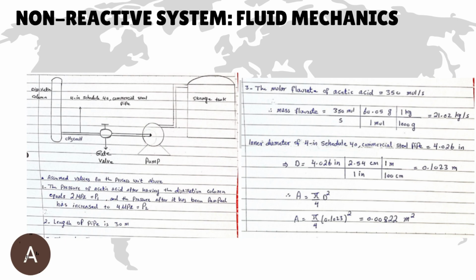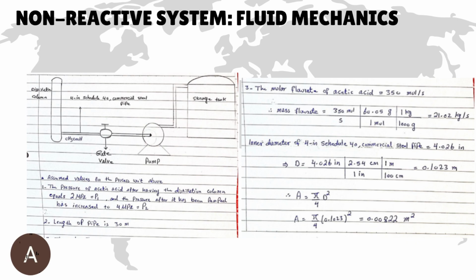In our calculation for total energy loss and work of the pump, we made some assumptions. Among those assumptions, the molar flow rate of acetic acid is 350 mol per second, which is equivalent to 21.02 kilogram per second. The length of the pipe is 30 meters. The pressure of acetic acid after leaving the distillation column is 2 megapascal, and the pressure of acetic acid after being pumped is 4 megapascal. And also we chose our pump efficiency to be 90%.